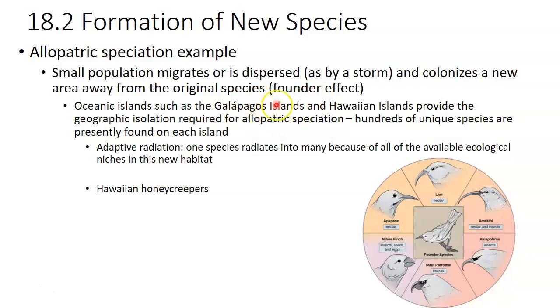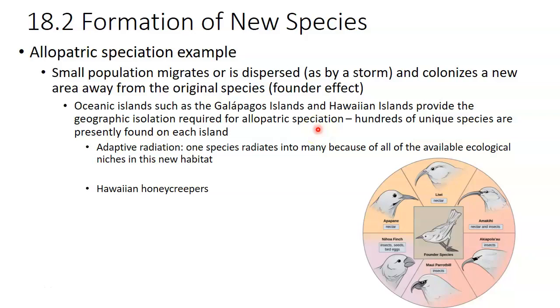So again, the Galapagos Islands and the Hawaiian Islands, both of those are island chains. And when we take a look at both of those, they provide geographic isolation. All of those different islands in that island chain are geographically separated from each other. And when you go on each of those islands, they have a slightly different ecology. And so that geographic isolation is perfect for allopatric speciation.